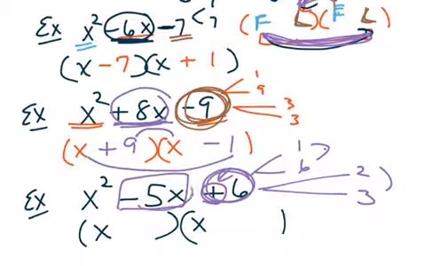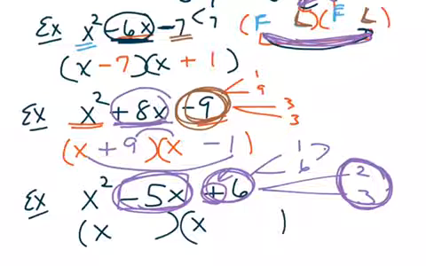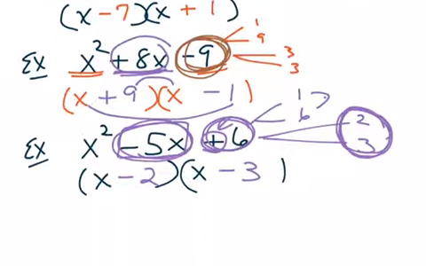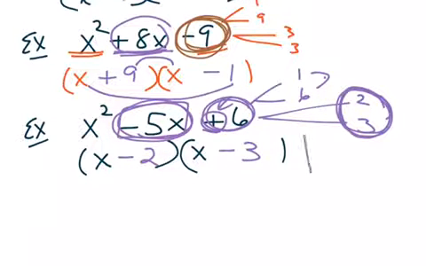But I need them to combine to get a negative 5. Well, the only ones that are going to add to get me a negative 5 are going to be 2 and 3. So I need a negative 2 here and a negative 3 here. All right? Definitely think about that one.